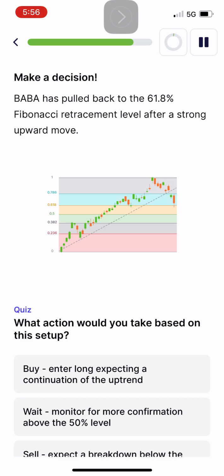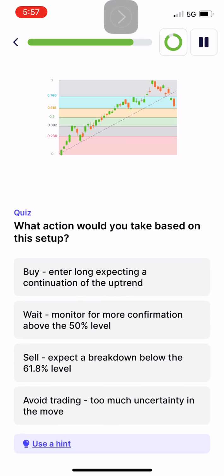Time for a quick quiz. BABA has pulled back to the 61.8% Fibonacci retracement level after a strong upward move. What action would you take based on this setup? Buy. Enter long, expecting a continuation of the uptrend. Wait. Monitor for more confirmation above the 50% level. Sell. Expect a breakdown below the 61.8% level. Avoid trading. Too much uncertainty in the move.